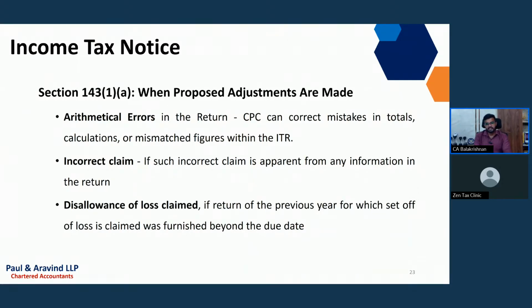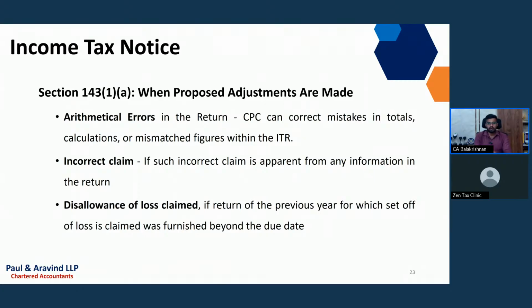If the return is filed after the due date, we will discuss later what the due dates are for upcoming dates. If the return is filed after the due date, then the assessee cannot carry forward their business loss, except loss due to depreciation. That is called unabsorbed depreciation loss. Unabsorbed depreciation loss can be claimed even if filed after the due date. Otherwise, the assessee cannot claim general business loss.